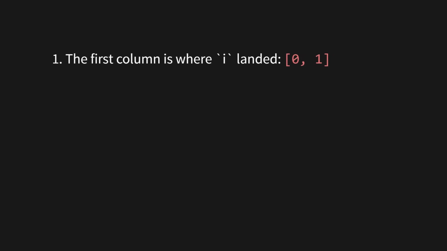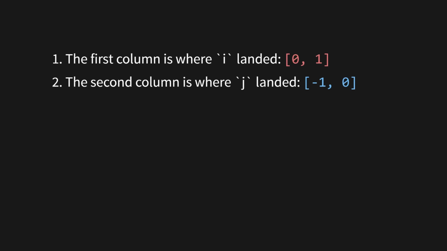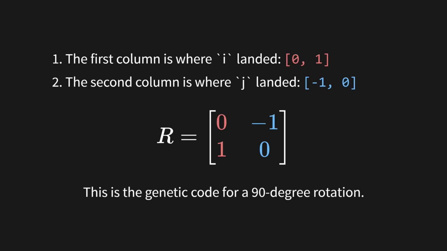1. The first column is where i landed. That's the vector 0, 1. 2. The second column is where j landed. That's the vector -1, 0. And boom! Looking at this matrix R, we have a first column of 0, 1 and a second column of -1, 0. This is the genetic code for a 90-degree rotation. Now for the payoff. Let's rotate that triangle.